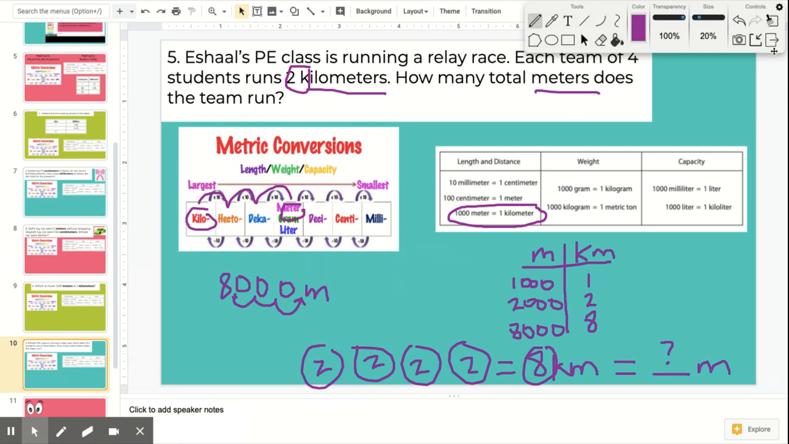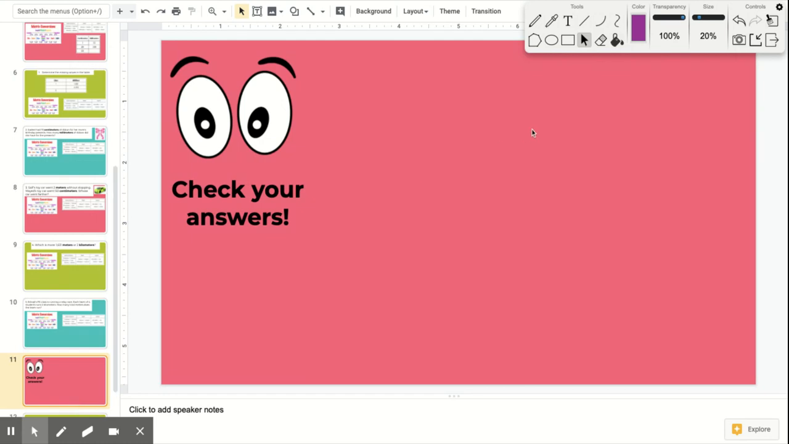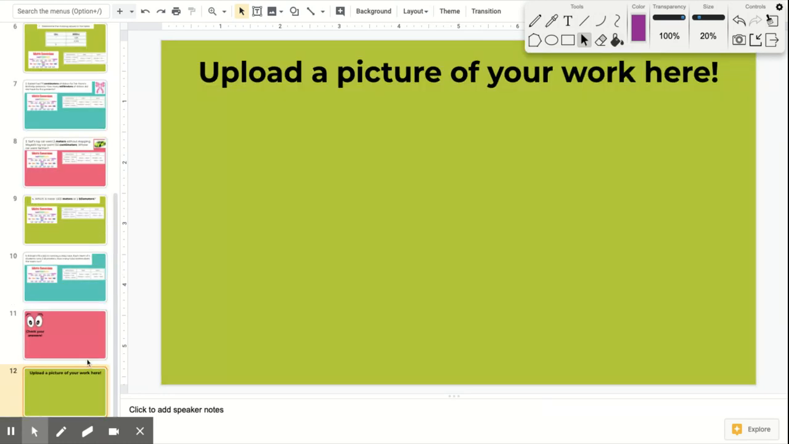Okay, so this was your review. The exit ticket problems are very similar. So after you upload a picture of your work right here, then go into Google Classroom where you will find your exit tickets. Good luck.